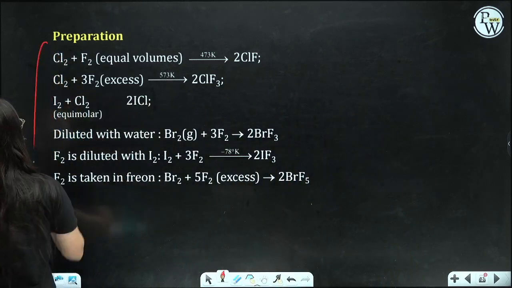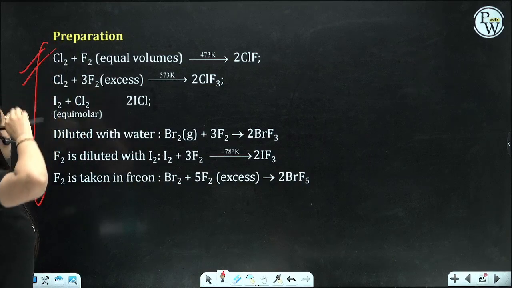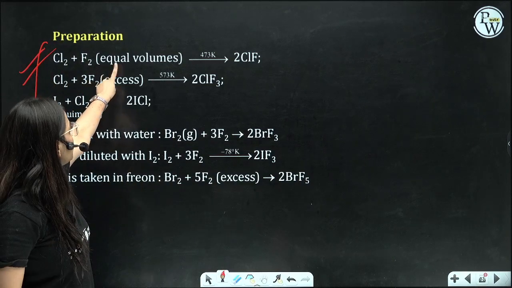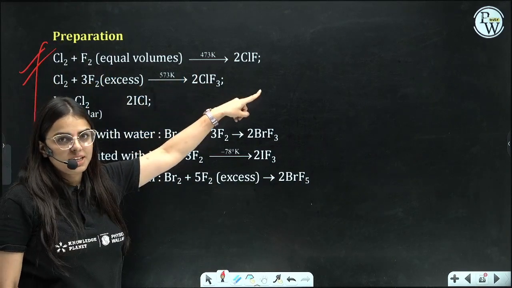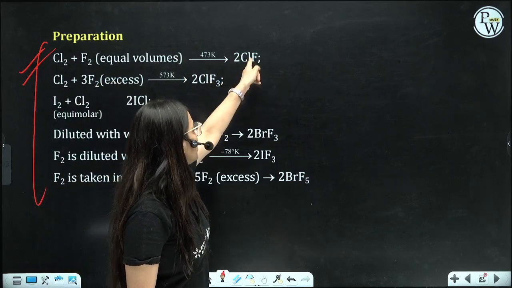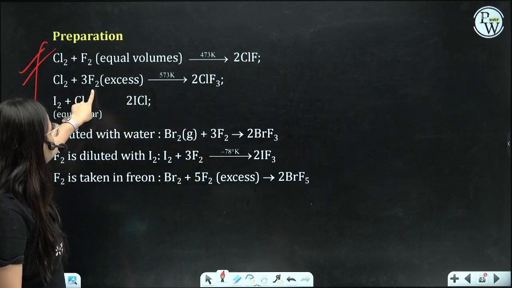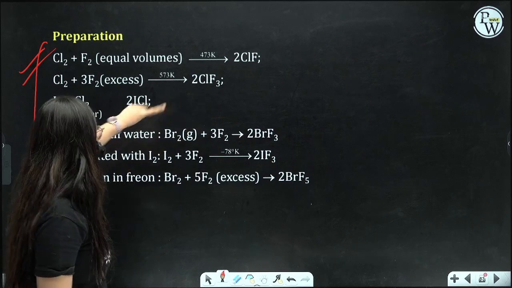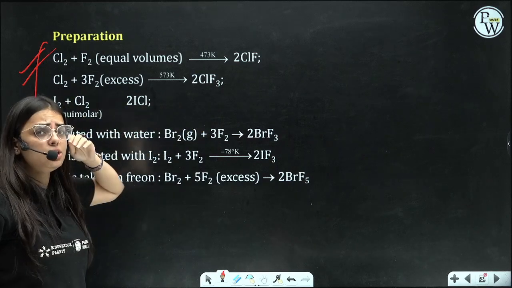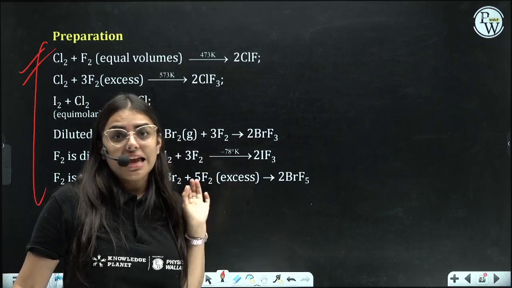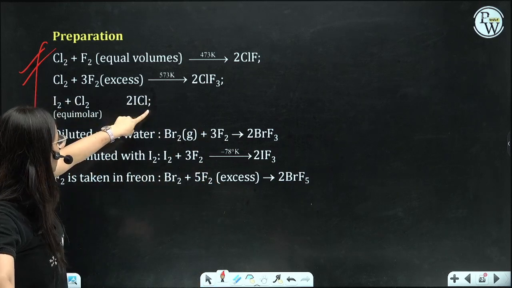All of these reactions are important, students. For example, Cl2 plus F2, if we take equal volumes, will form ClF. The higher electronegativity is written at the end, the lower at the first. Similarly, Cl2 plus F2 in excess gives ClF3. Now, I2 and Cl2: Cl over here, I over here.